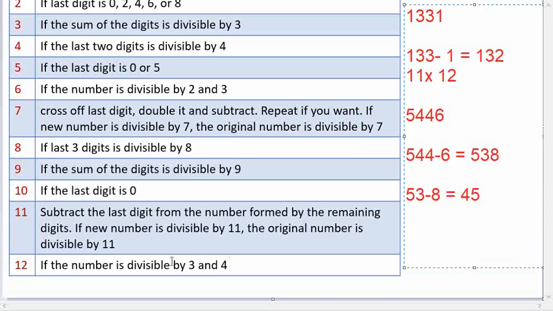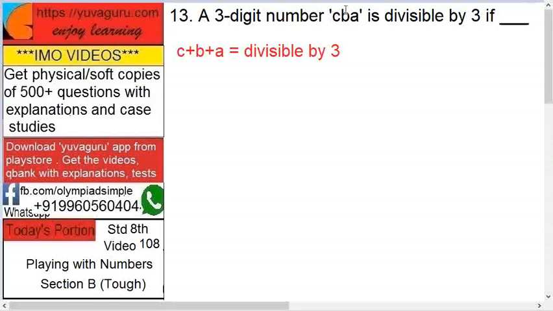Okay. Then divisibility by 12. If the number is divisible by 3 and 4, then only it is divisible by 12. Right? Simple example. 16. 16 is divisible by 4 but not by 3. Therefore it is not divisible by 12. 24. Divisible by both 3 and 4. So it is divisible by 12. So the option over here is C plus B plus A should be divisible by 3.